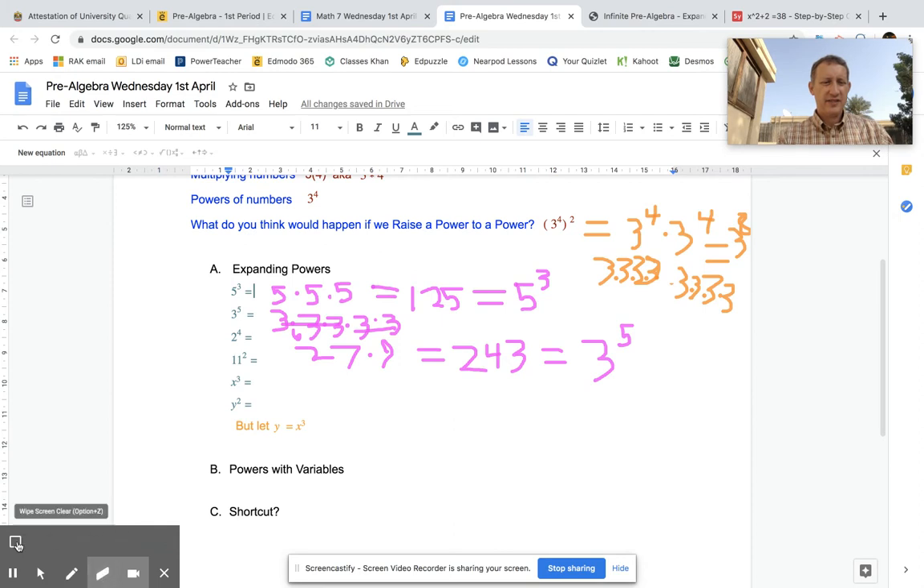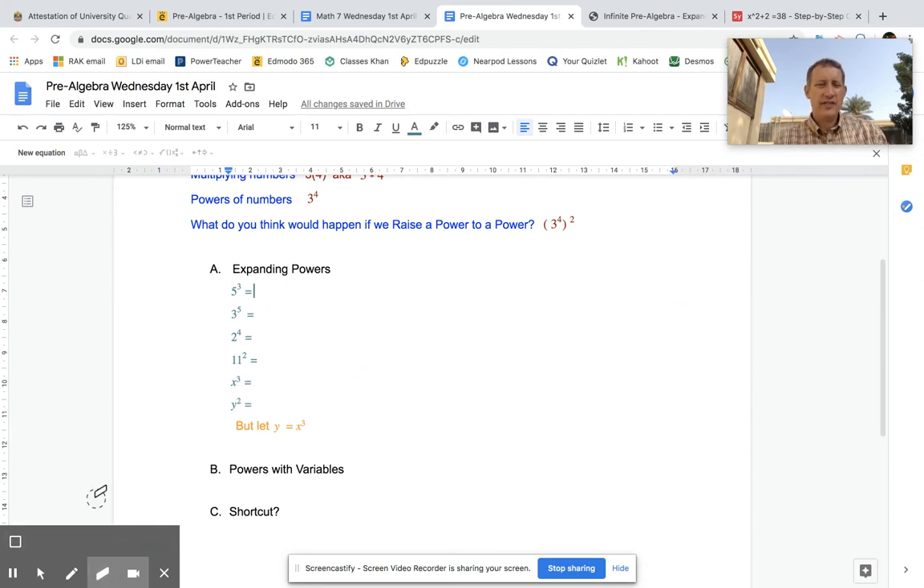Alrighty, let's erase. What would 11 squared equal? Can you tell me what 11 squared is? Well, expanded out, it's 11 times 11. Hopefully you know that's 121. But expanding it out means 11 times 11. So in your worksheet, the first few questions you're going to be asked to expand it out. And that's all you do, just write it like that.